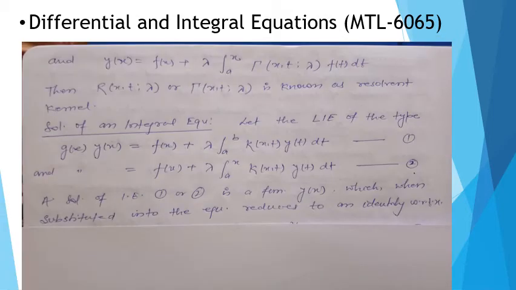And in the Volterra integral equation, y(x) is equal to f(x) plus lambda times integral a to b gamma(x,t;lambda) f(t) dt. Then R(x,t;lambda), gamma(x,t;lambda), is known as the resolvent kernel.